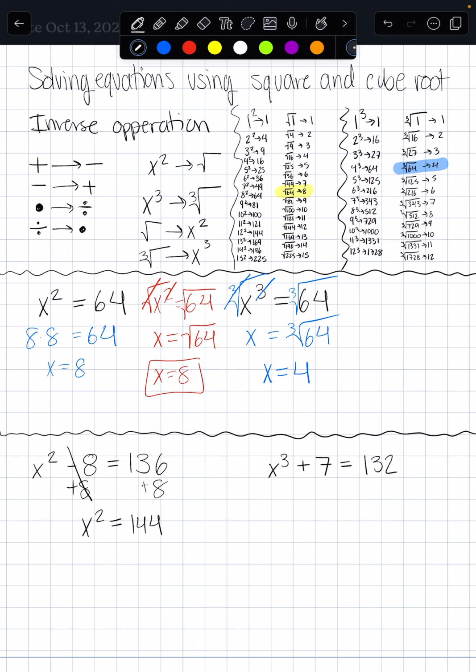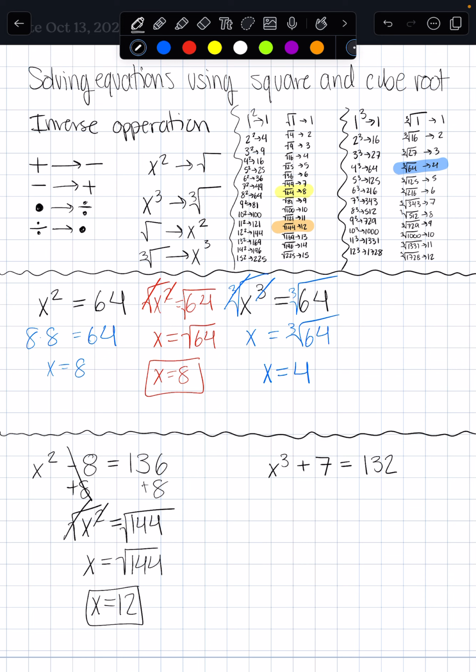And now I would say, okay, well, my x squared is alone on one side, so I can go ahead and use my square root operation to cancel that squared. And so I know I would have x equals the square root of 144. Now this is when I would go back and look at my chart and say, okay, where is the square root of 144? Well, the square root of 144 is right there, so I can very clearly see that that's equal to 12, so I can go ahead and say x is equal to 12.